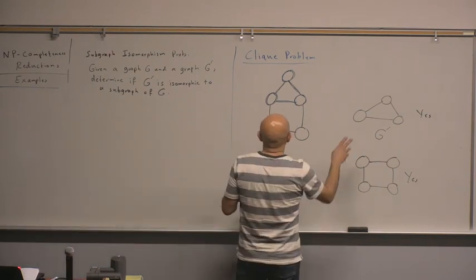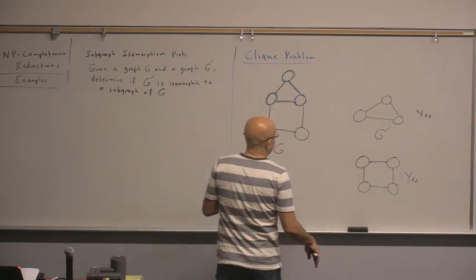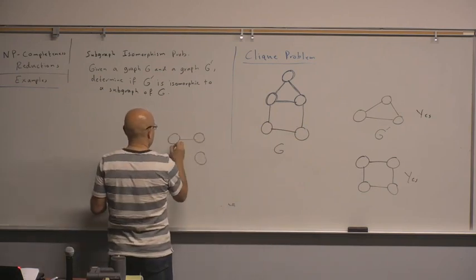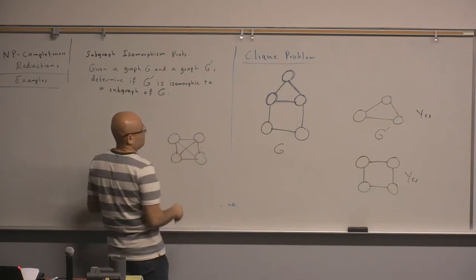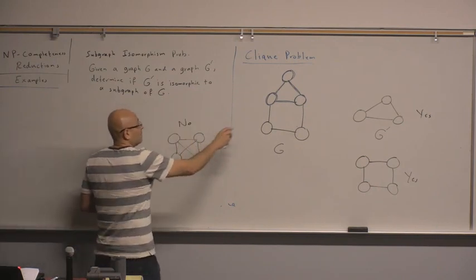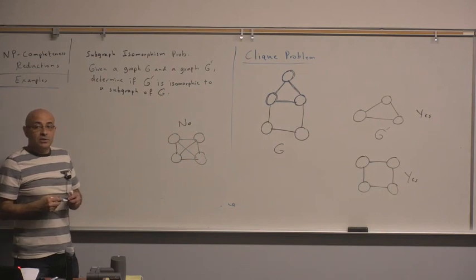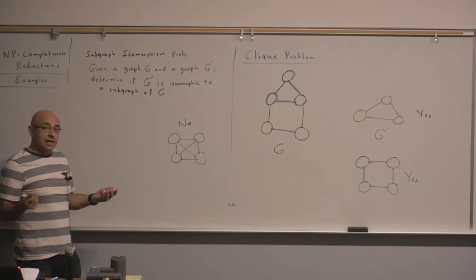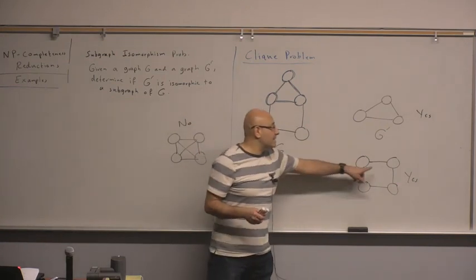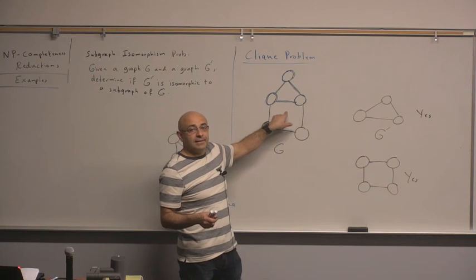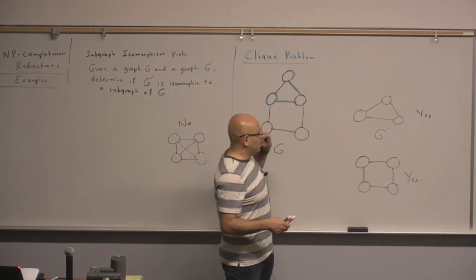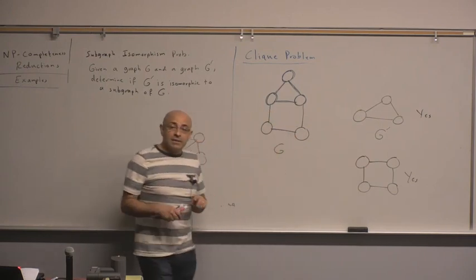But if you give it a graph like this, the answer is no. It doesn't have a subgraph that looks like this. Okay, so I give you two graphs, basically searching for a graph within another graph. Can you find this graph in this graph? If you can find this graph in this graph, then this graph is isomorphic to a subgraph of this. Now this is an NP-complete problem.